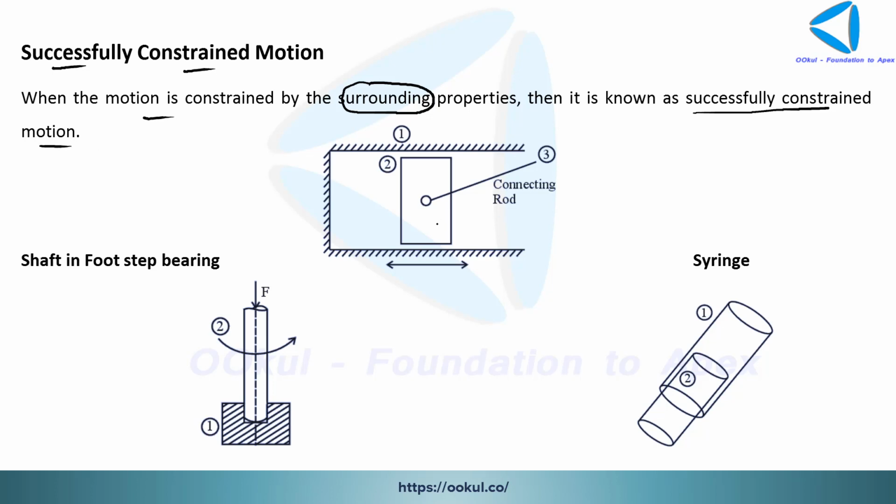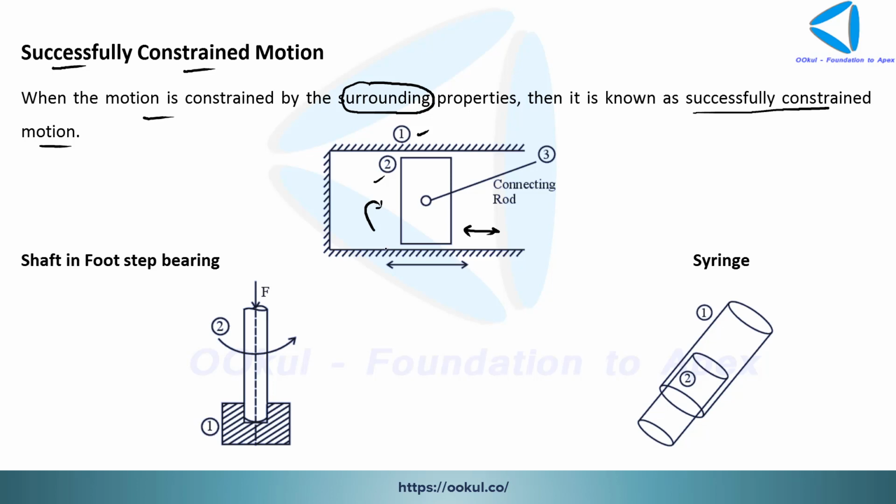Let us see. Say, first of all, we have only these two links, that is 1 and 2, that is your piston and cylinder. Okay, forget about this third link, that is connecting rod, for the time being. Okay, so if we have only two links, that is your piston and cylinder, so what all motions are possible? Piston can do our translational motion, okay, and piston can also rotate inside this cylinder. Okay, so this motion is not constrained because for a single input we are getting two outputs. So this motion is not a constrained motion.